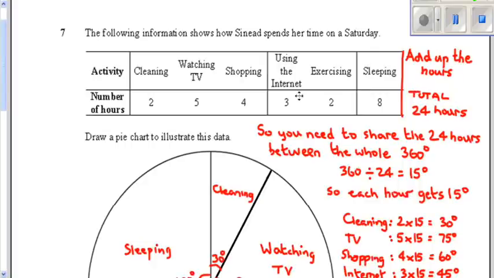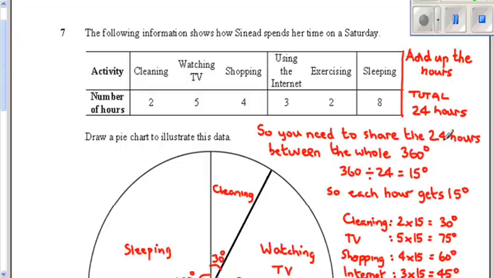Okay, question 7. You're given a little table of data and you're asked to draw a pie chart. So the first thing we need to know is, what is the total of these numbers? It tells us how Sinead spends her time on a Saturday. So when we add those up, we're not surprised to find that it comes to 24 hours. So we're going to draw a pie chart to illustrate what Sinead does throughout the 24 hours.